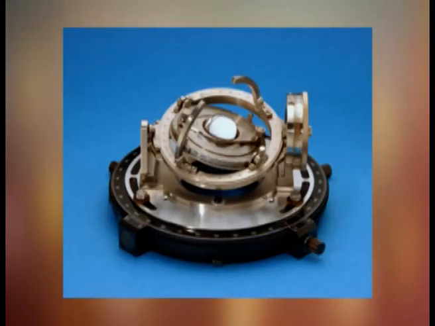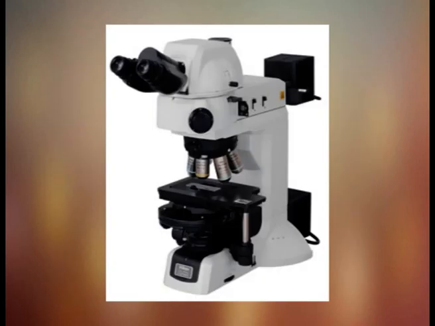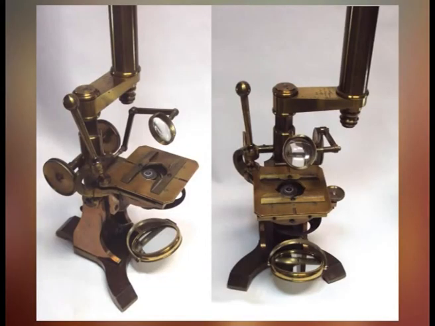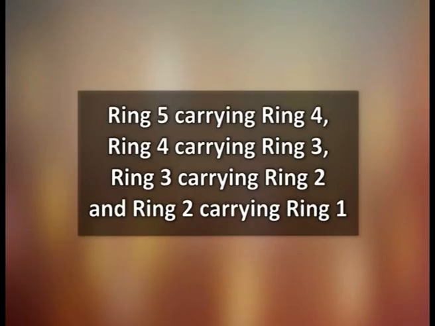Universal stage. The stage helps in orienting the minerals in thin section in all the three directions by allowing the section to tilt in any desired position in space. It has either 4 or 5 axes corresponding to 4 or 5 flat rings, with ring 5 carrying ring 4, ring 4 carrying ring 3, ring 3 carrying ring 2 and ring 2 carrying ring 1.